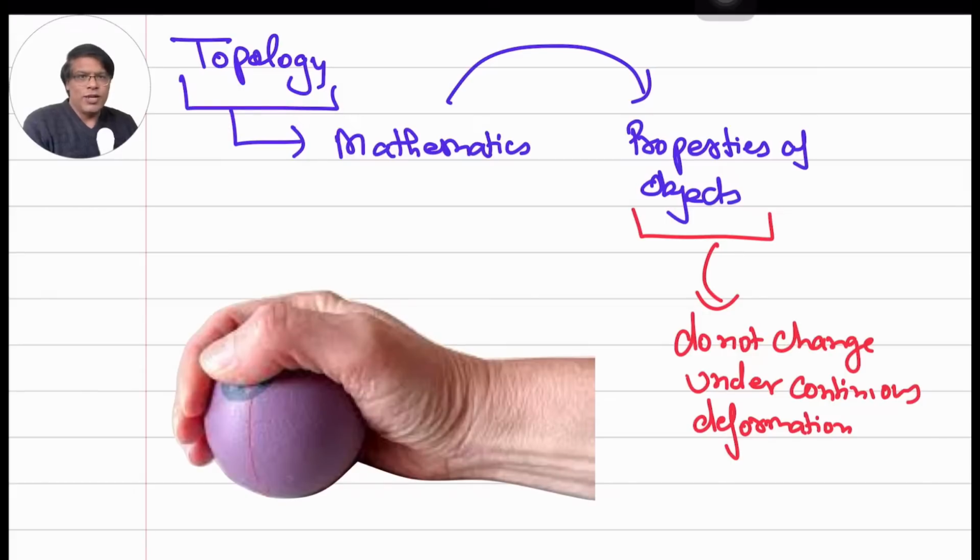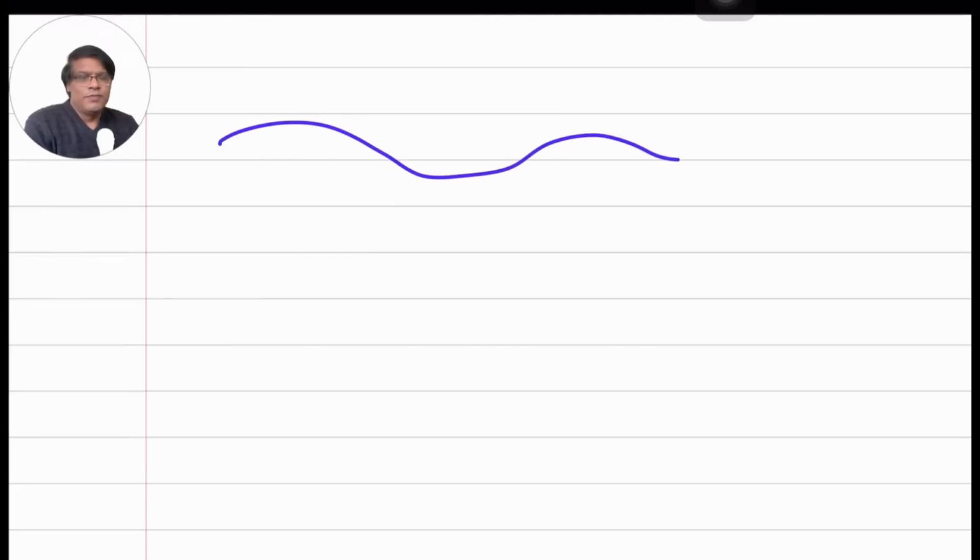Now here I just want to tell you, let us suppose you are going to have a ball, okay? This is a rubber ball, and if you are going to put pressure on to this ball, many of the properties of this ball are not going to change. All these properties of the ball which are not going to change under continuous deformation are known as topological properties. And what is topology? It is the branch of mathematics in which we study the properties of objects which do not change under continuous deformation.